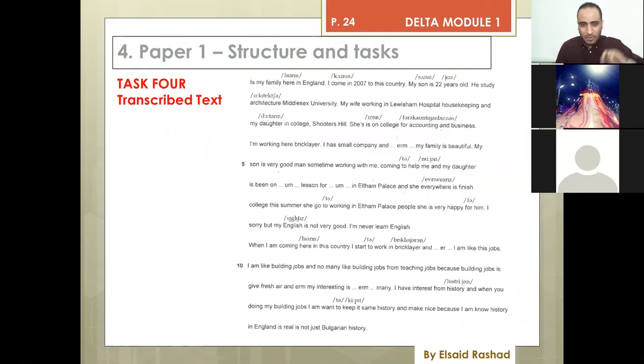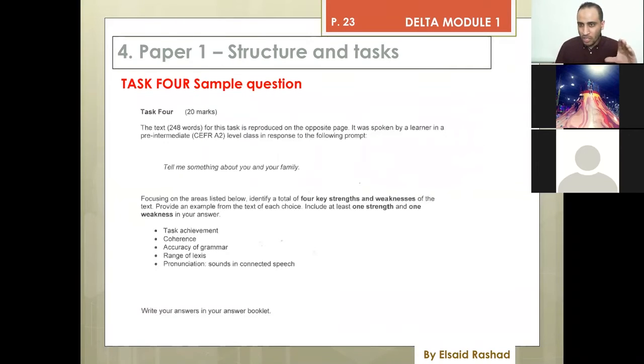It comes in 2 papers. Okay, this one, that's the question, what they need you to do. They need you to identify 4 strengths or weaknesses, and they give you some choices. Task achievement, you must understand what it means. Coherence, accuracy of grammar, range of lexis. We don't have range of grammar here, be careful. We don't have accuracy of lexis. We just have range of lexis. So if you provide a point with accuracy of lexis, you will lose the marks, okay?